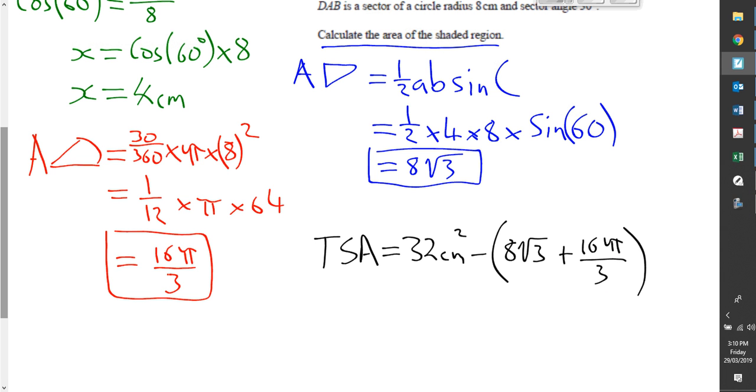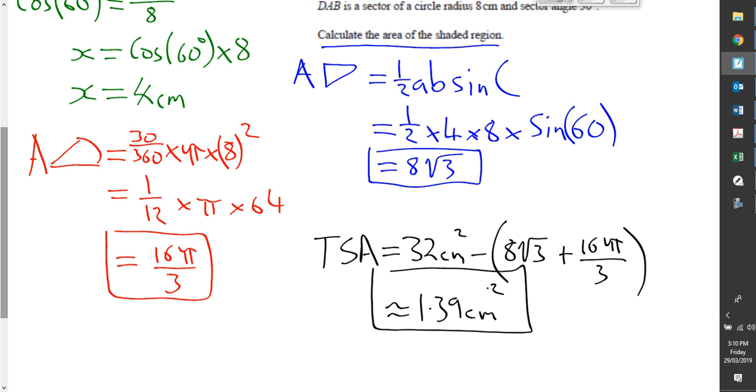Now if we do that out on our calculator, we're only going to go to 3 significant figures here. So to 3 significant figures, that should be approximately 1.39 centimetres squared. And that, my friends, is the final answer.